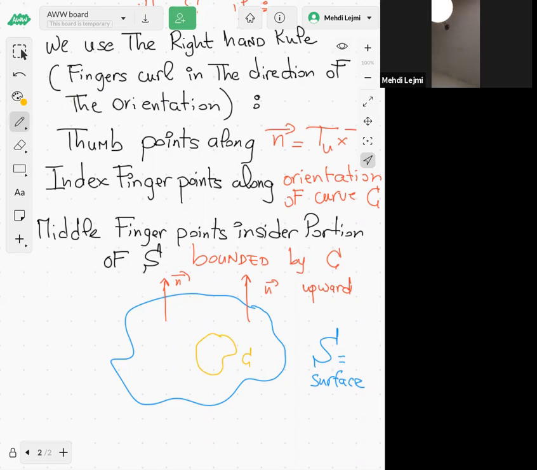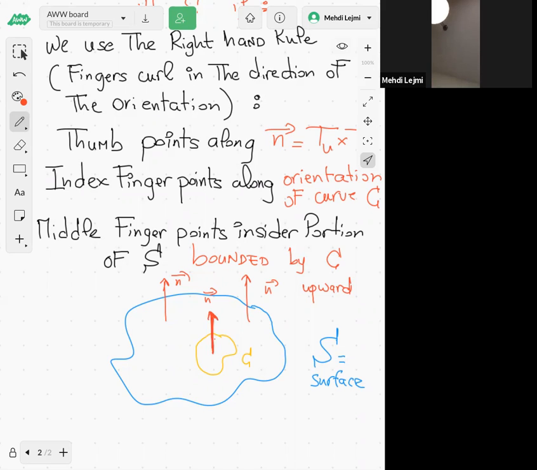This is my normal vector, right? So what you need to do, guys, is to use, as I said, the right-hand rule. So the thumb points along the normal vector, along this one here.